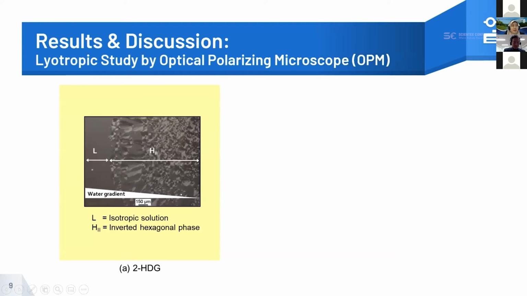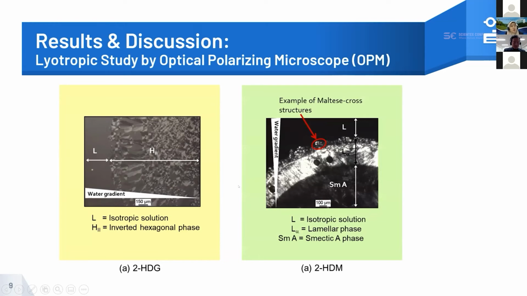Now let's look at the lyotropic study by the optical polarizing microscope. For 2-hexadecyl glucoside, when you introduce water by the contact penetration technique, the water penetrates the sample from isotropic solution, then forms the inverted hexagonal phase. Whereas here, when you introduce the water, you can see from isotropic to the lamellar phase, and then going deeper, you can see the smectic A phase. This is a clear observation of multi-cross structure under the optical polarizing microscope, which shows the formation of vesicles.